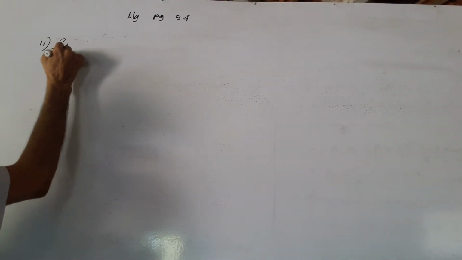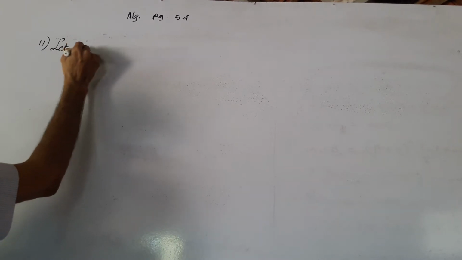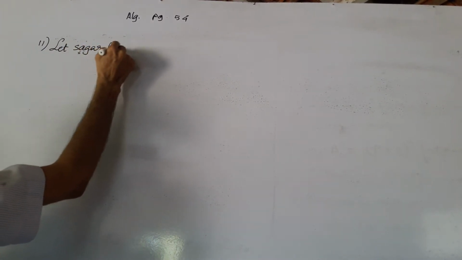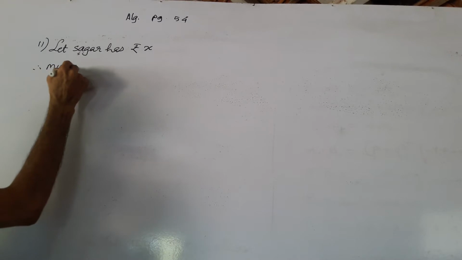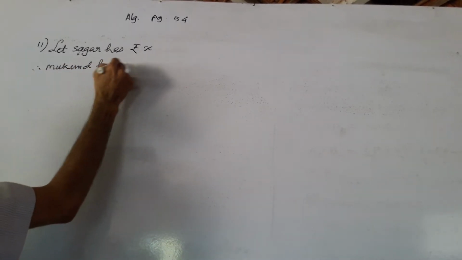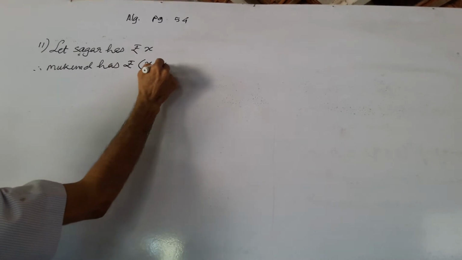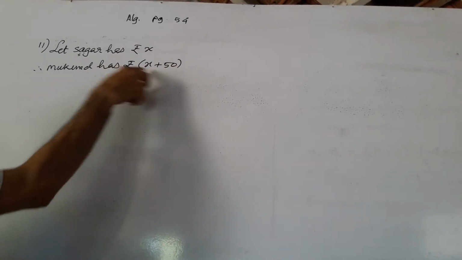Now let us take sum 11. Page 54 once again. Mukund possesses rupees 50 more than what Sagar possesses, and the product of the amounts is 15,000. Find the amount each one has. So Mukund has 50 rupees more than Sagar. So let us suppose that Sagar has rupees x, and therefore Mukund has rupees x plus 50, because Mukund has 50 rupees more than Sagar.